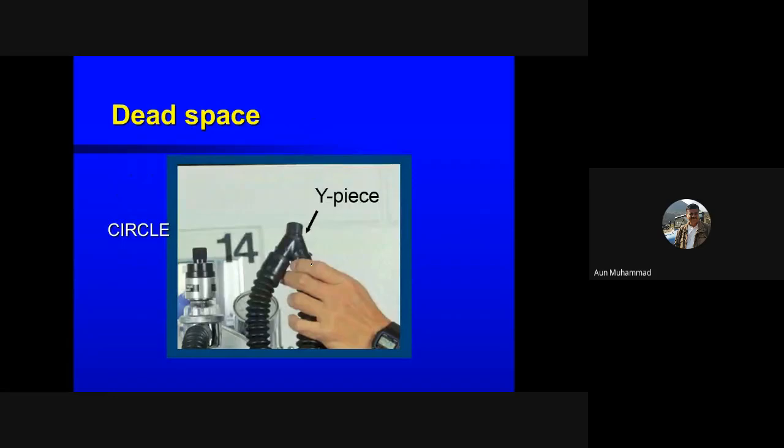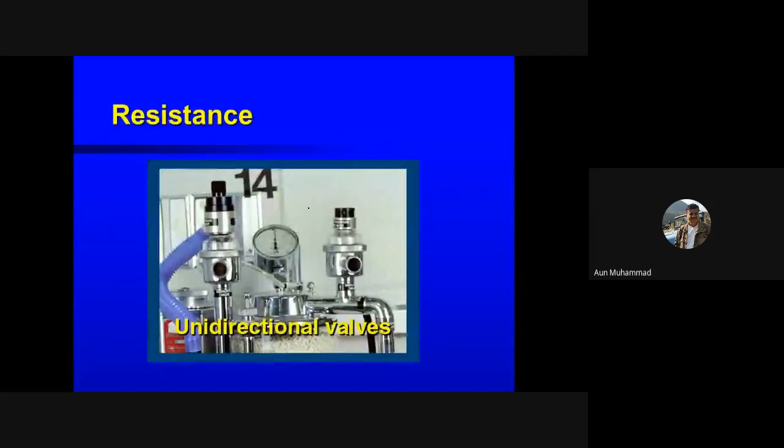But in case of the rebreathing system, we have this Y-piece breathing circuit, and here we can see dead space, because our inhalation and exhalation are totally within the circle, that is, totally within the system, and sometimes the pressure of the system can increase and offer resistance to the breathing.